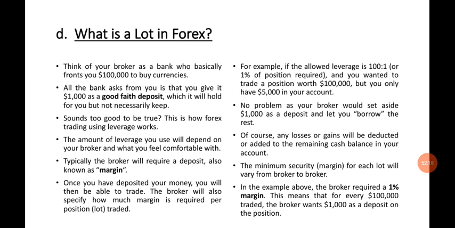Again, for example, if the allowed leverage is 100 to 1 or 1% of position required, and you wanted to trade the position worth 100,000 but you only have 5,000 in your account, no problem, as the broker will only set aside 1,000 as a deposit and let you borrow the rest. Of course, any losses or gains will be deducted or added to the remaining cash balance in your account. The minimum security, which is margin, for each lot will vary from broker to broker. In the example above, the broker required a 1% margin. This means that for every $100,000 traded, the broker wants $1,000 as a deposit on the position.